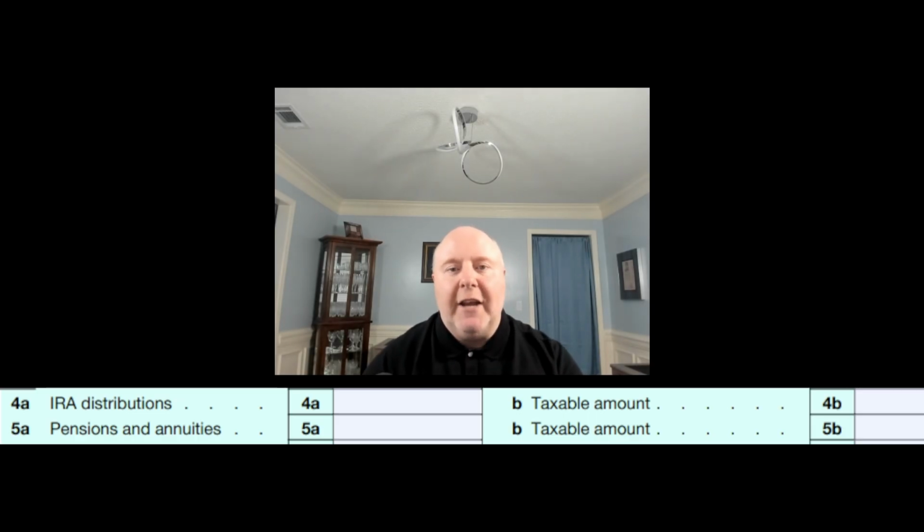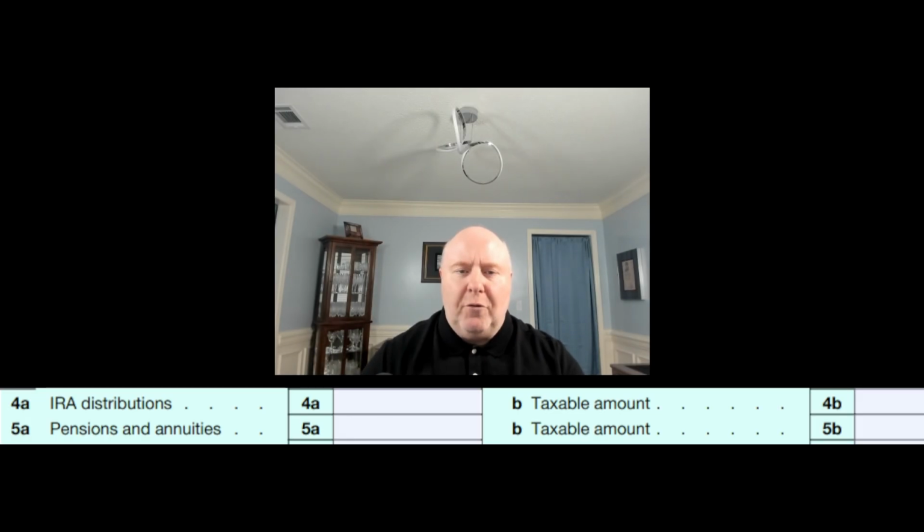So if we look at line 4, what we're talking about is our IRAs, and that's what this particular video is about. But if we look below it, then we have line 5, and that's going to be for pensions and annuities. So the way that these are set up is where you see the 4A and then line 5A, that's for your total distribution. So your total distribution from an IRA is going to go in 4A, and your total distribution from a pension or an annuity is going to go in 5A.